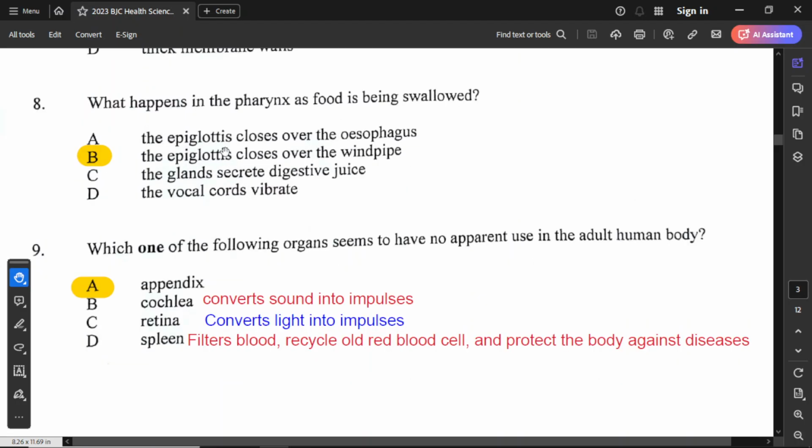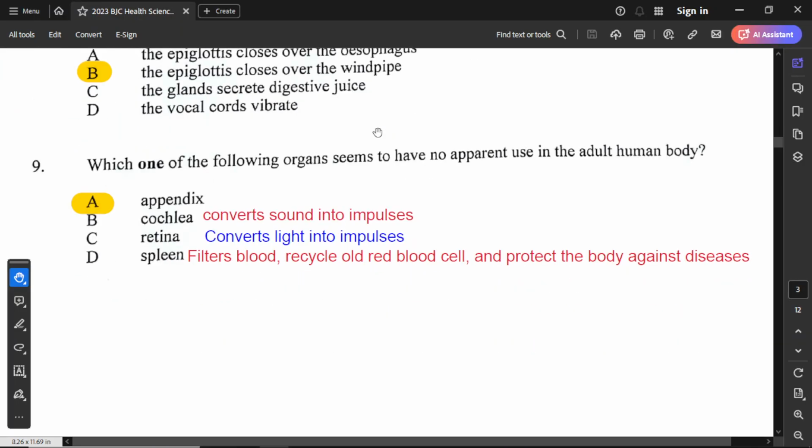Question number 8, they said what happens to the pharynx as food is being swallowed, and the pharynx is also the throat. What happens there is that the epiglottis closes over the windpipe, and the windpipe is also called the trachea. Because food is not allowed to go inside of the lungs. You will choke, and of course, that could be fatal.